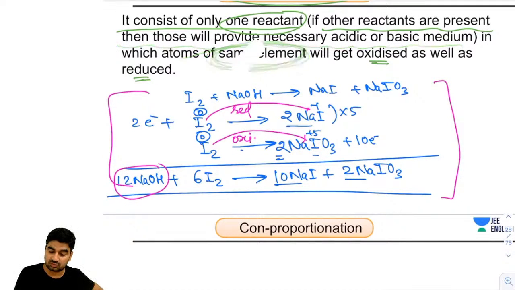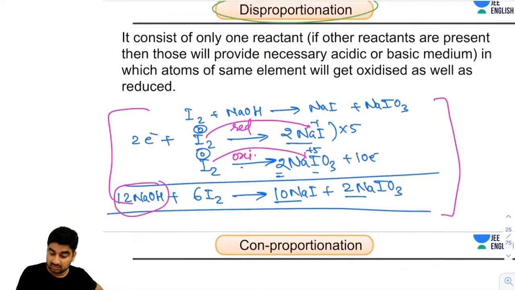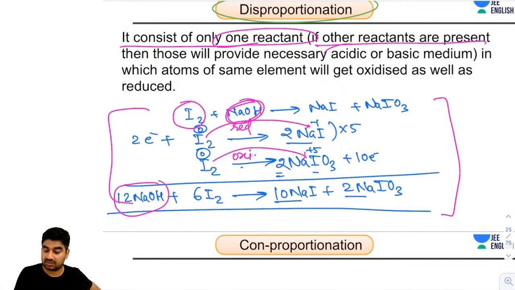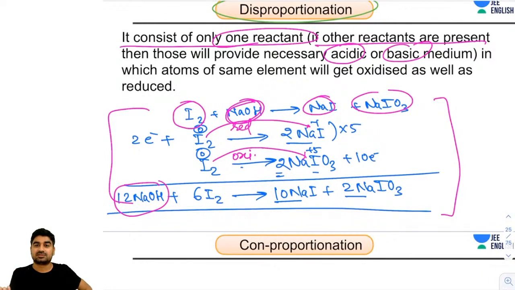So now just go through the definition again. Now you will understand it better. Disproportionation reaction consists of only one reactant, and that reactant is iodine. If another reactant is present, that other reactant is NaOH, then this will provide necessary acidic or basic medium. Yes, it is providing basic medium, right? When it is providing basic medium, it will not undergo oxidation or reduction, in which atoms of the same element are oxidized as well as reduced. So guys, now you know about disproportionation.